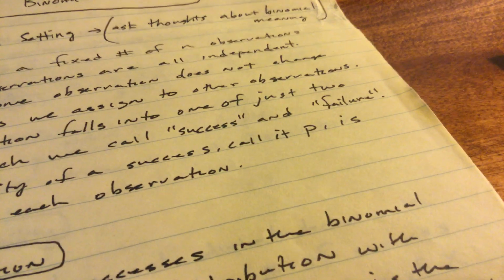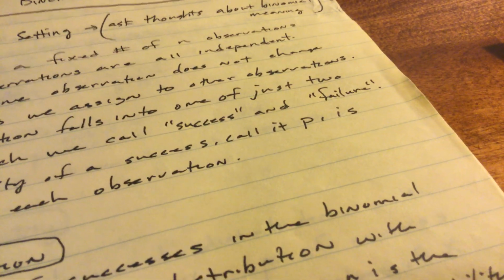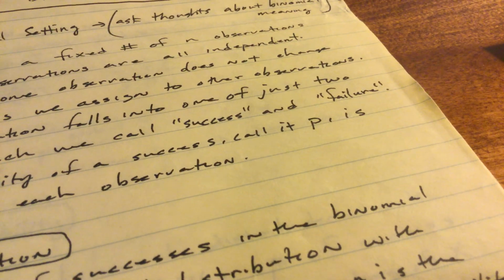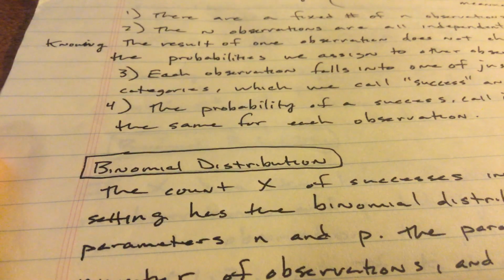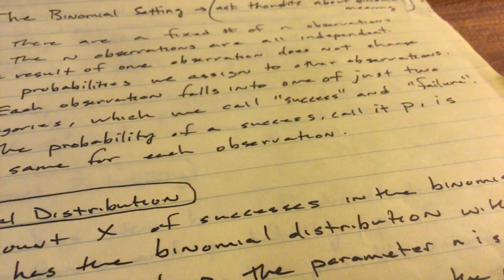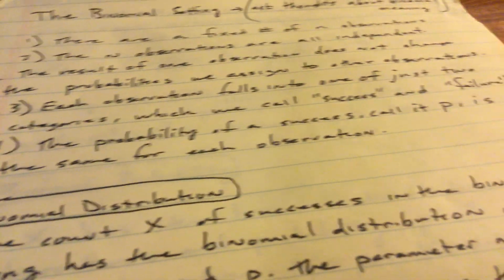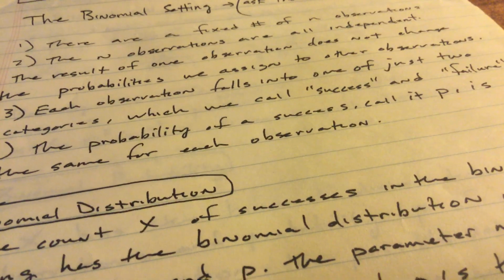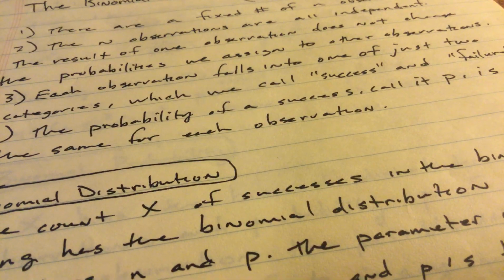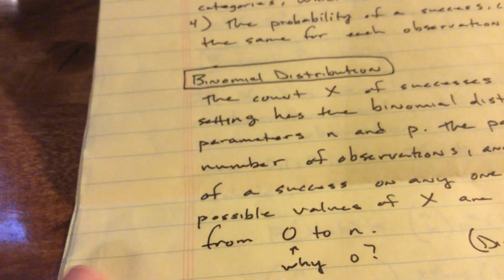We call the categories success and failure. You make the shot or you don't. You get a hit or you don't. You make a sale or you don't. The probability of a success, call it P, is the same for each observation. If you're a .300 hitter, you're going to be that .300 hitter for all 20 at-bats. All right, then write this down.